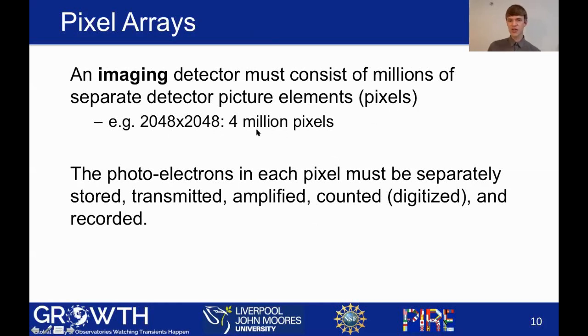And the photoelectrons collected by each pixel during an astronomical observation must be separately stored as the observation is being taken, transmitted if necessary, amplified to a point where they are detectable and not just single particles, counted, and then eventually recorded on our computer system. And so this is quite a large task.